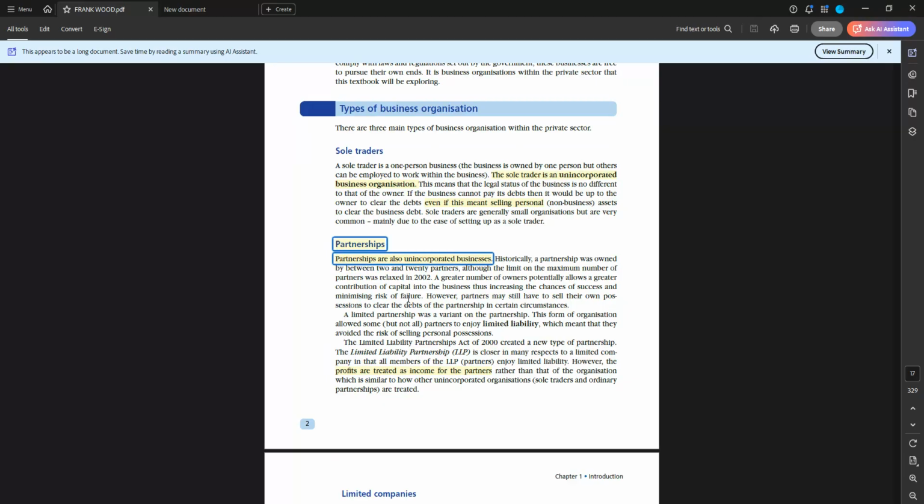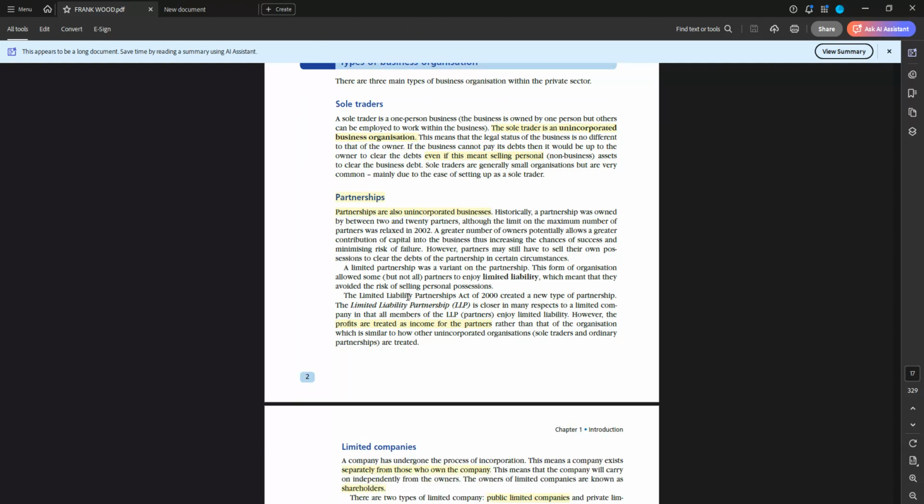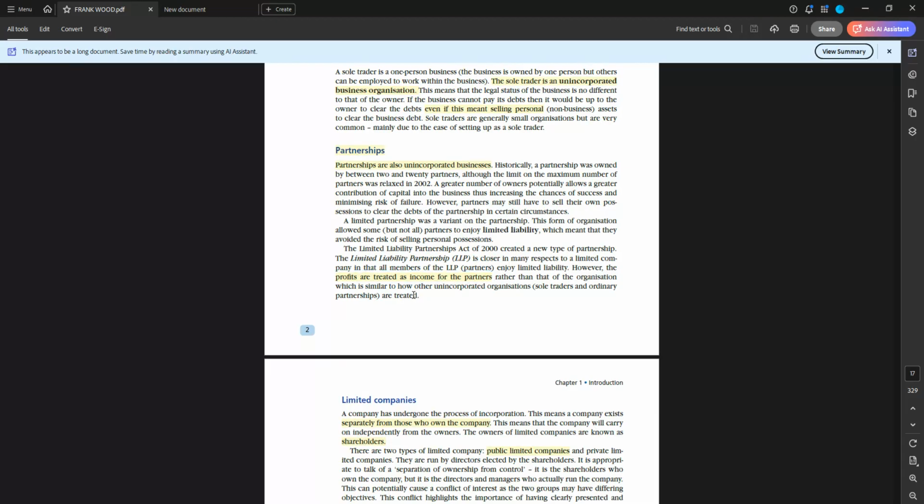It's normally a small organization, but sole traders are very common, mainly because it's easy to set up. As a sole trader, if your business is doing less than 50,000, you don't need to register it. But if there are plans for it to be earning revenue over 50,000, then you would register it.